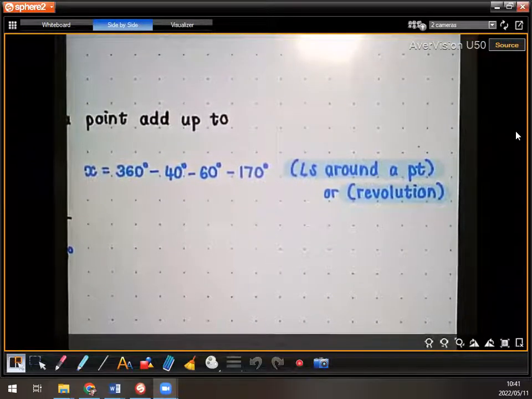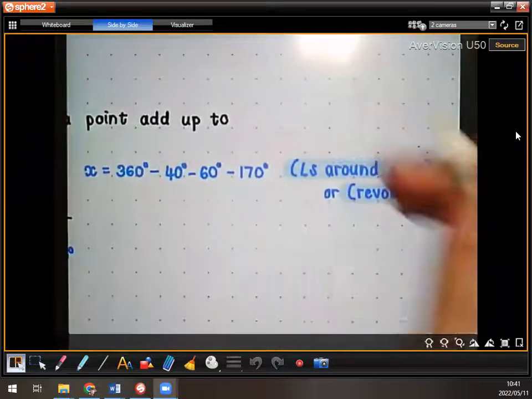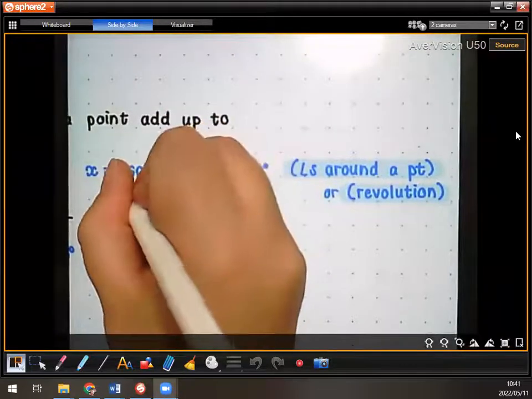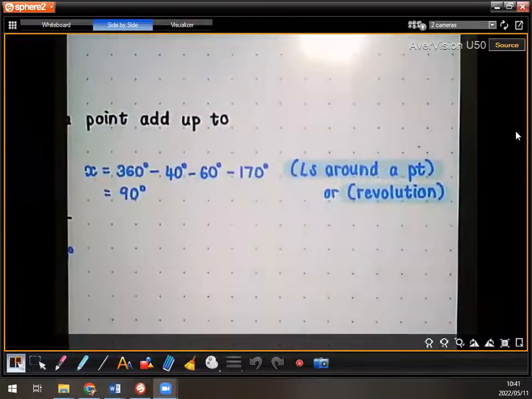Okay, what's that answer, guys? 360 minus 45, minus 170, yes? Is it 90? Yes. So actually my picture doesn't work. Oops. Okay, anyway, ignore that. All right, so it is 90 degrees. Obviously, it's not to scale, right?